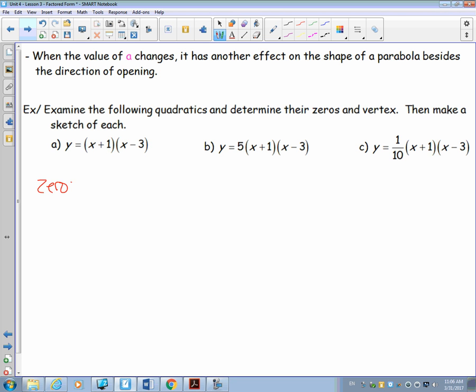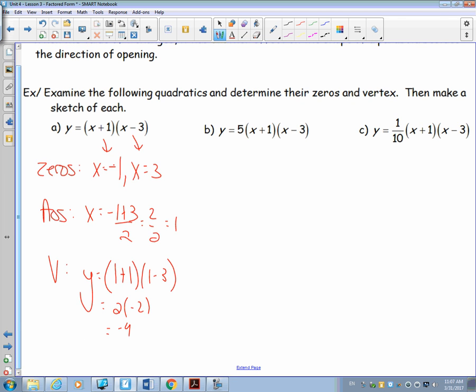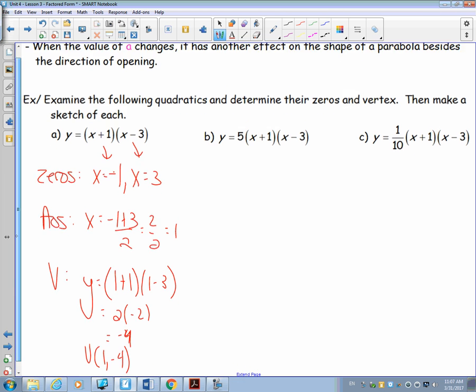So our zeros. What are the zeros? They're -1, that's this one, and 3, that's this one. To find the vertex, I need my axis of symmetry. So I add them together, divide by 2, I got 1. To find my vertex, I got to find my y value. Plug in the axis of symmetry. So I got 2 times -2, which is -4. We can say the vertex is 1 and -4. Okay, let's do the next one.